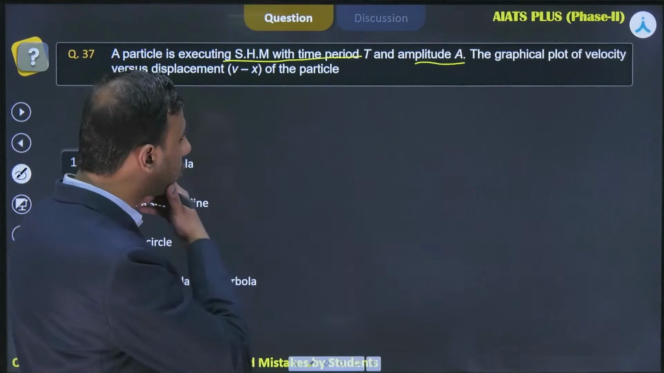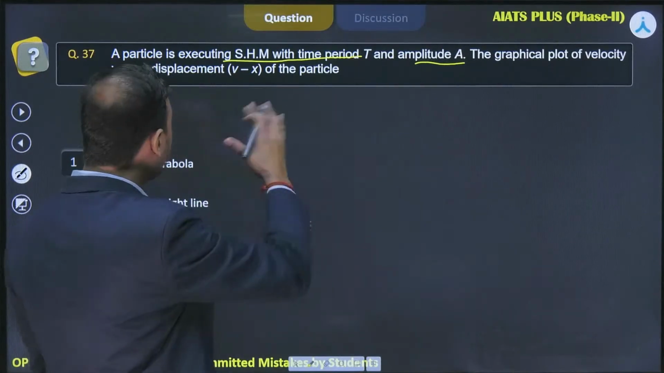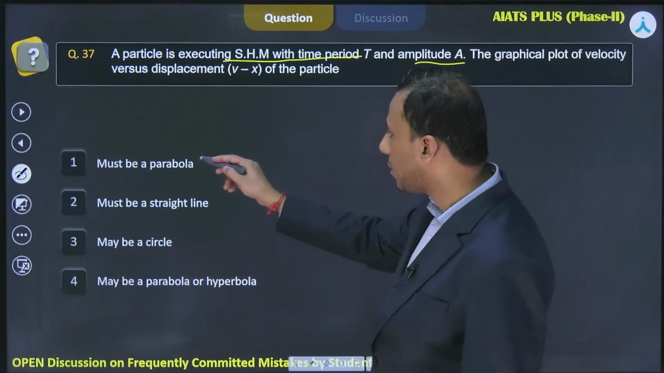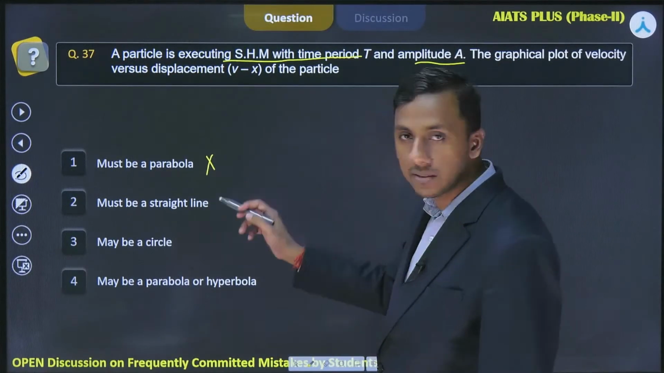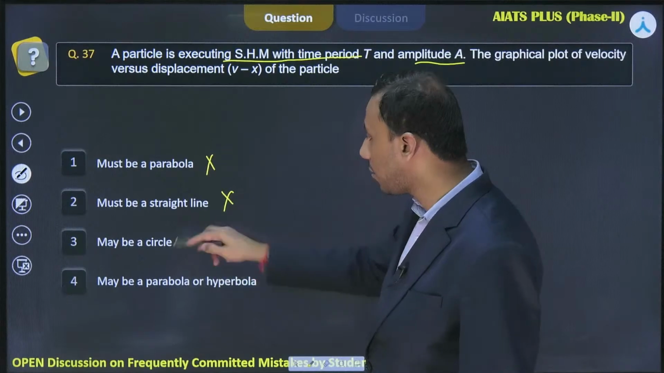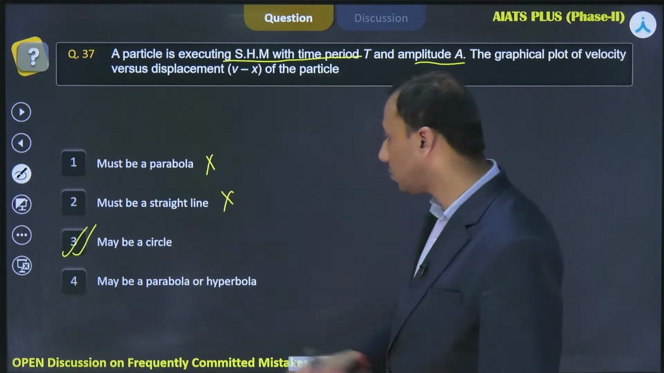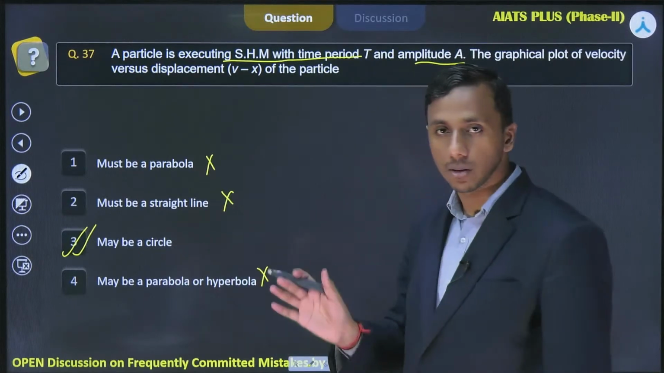So if you come back to this question, what are they saying? The graphical plot of velocity versus displacement can be: a parabola, wrong. A straight line, wrong. A circle, yes, it can be, when omega equal to 1. A parabola or hyperbola, that's also wrong.